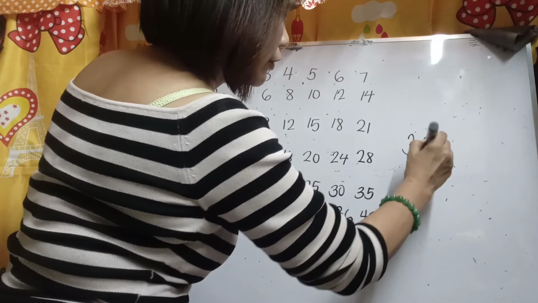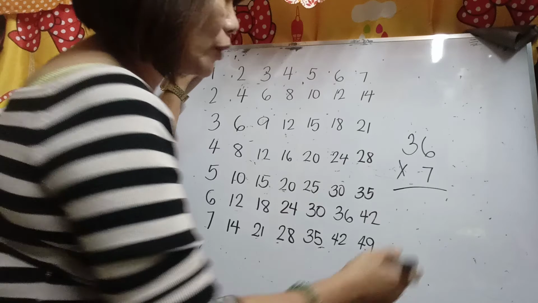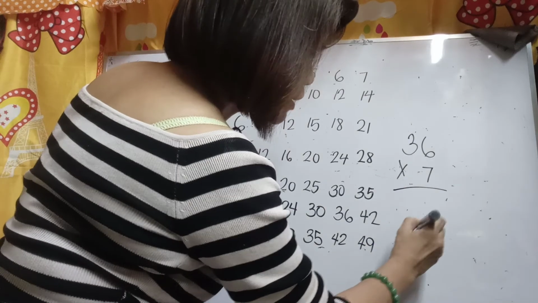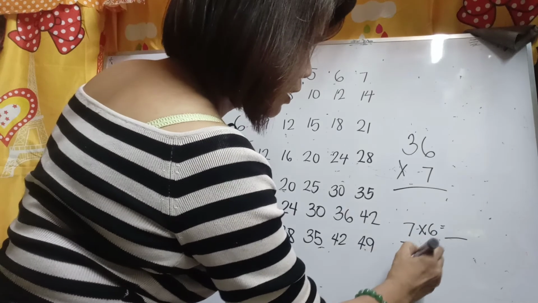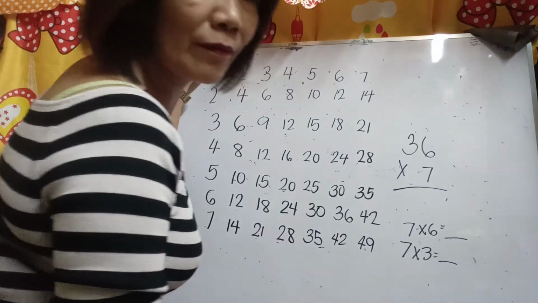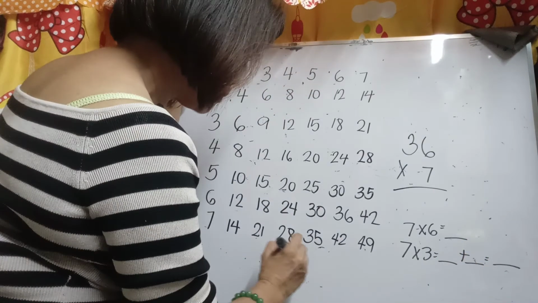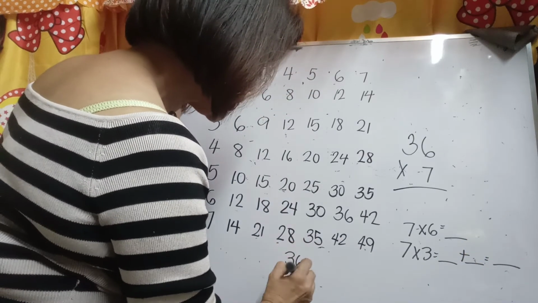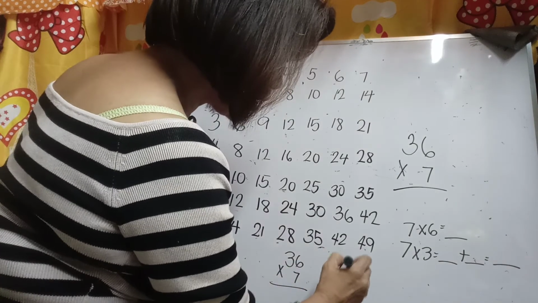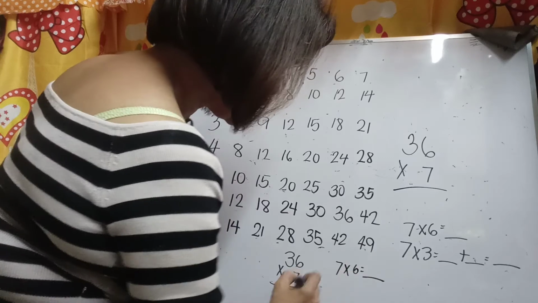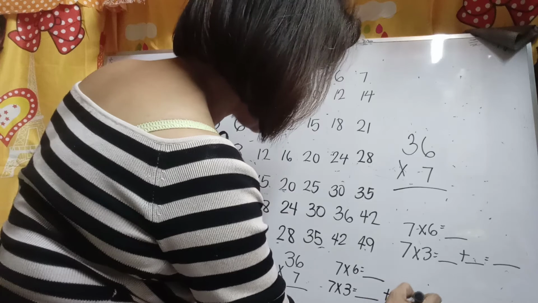So, if ever, halimbawa, meron kayo dyan, halimbawa, 36 times 7. Okay, so hindi niyo alam paano gagawin ito. Okay, so ang gawin muna ninyo dito is 7 times 6 equals blank. And then here would be 7 times 3 equals blank. Okay, plus blank equals blank. Okay, gawin ko kaya dito para mas ma-centralize. 36 times 7. Okay, so yan ha. So, that would be 7 times 6. And then here, 7 times 3 equals blank plus blank equals blank.